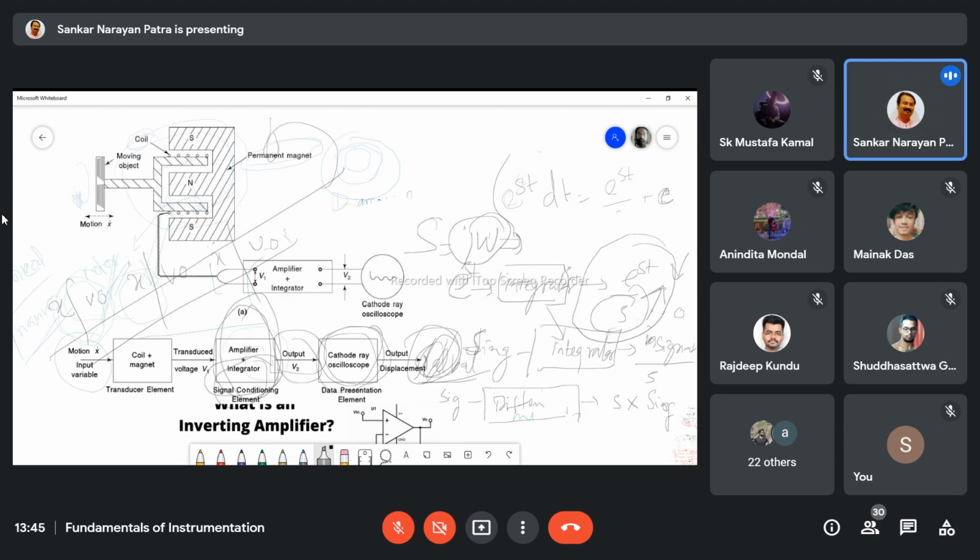Okay, this is all about the instrumentation part which I started, the first chapter. I don't want to discuss more about the individual instruments. Rather, I will jump to the next part, which is basically the static characteristics of transducers.